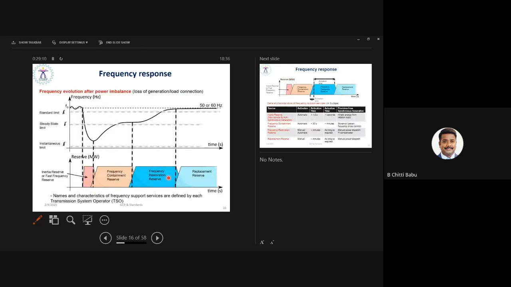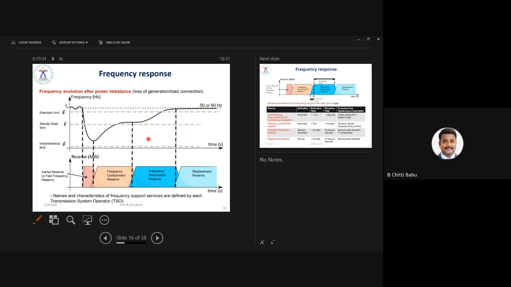Right. Now, understanding the frequency response: if there is a power imbalance, maybe due to loss of synchronism, maybe due to load connection, the frequency may decrease or increase beyond its threshold, right? So, the threshold is 50 or 60 hertz. Of course, we maintain the standard limit at 50 hertz, but sometimes it may cause a deep reduction in the frequency due to a sudden increase in load or a power imbalance. But you have to bring back the frequency to the actual value.